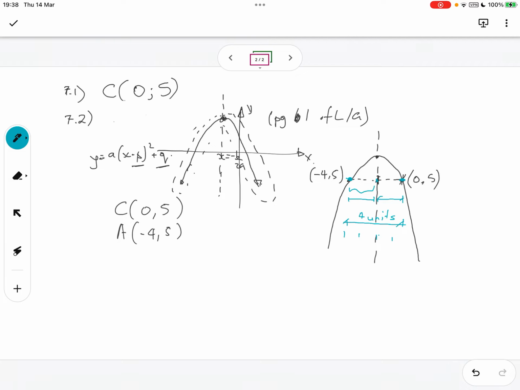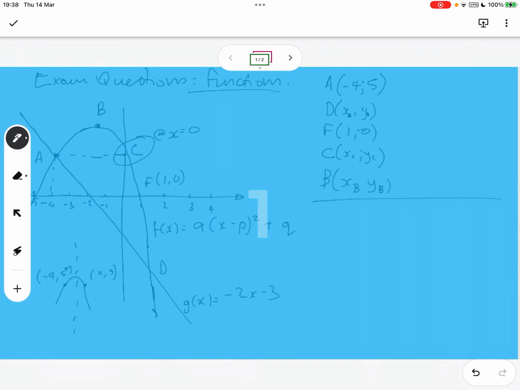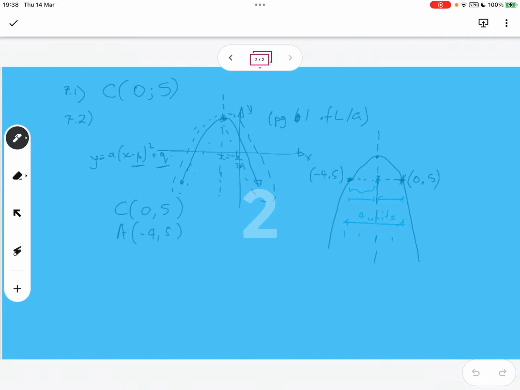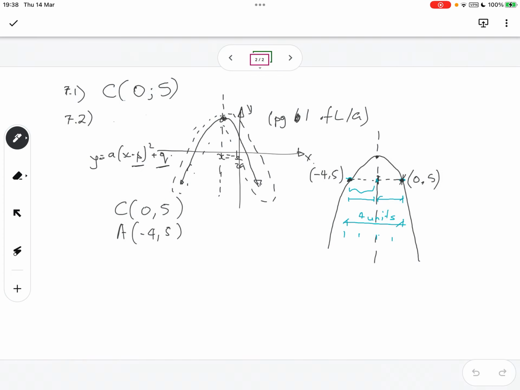I'm not sure if this is going to make sense to you right now. We'll have to do a couple more examples on parabolas so that you can get an intuitive sense of where I'm going. So if this is 4 units from the y-intercept to the other point, point A, then halfway between should be -4 divided by 2.